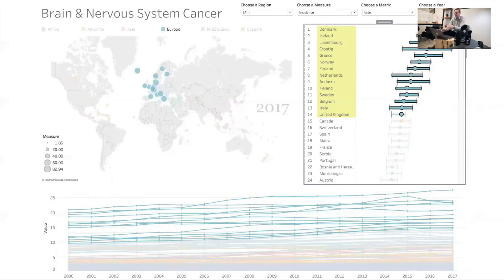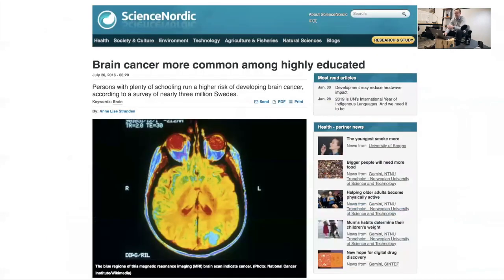I thought about reaching out to my father's doctor at UCLA and getting his take on what's going on. But I came across this article, "Brain cancer more common among highly educated." There was actually a study done recently, in 2016, about people in Sweden. That's why I came across this article. People in Sweden had a higher likelihood of developing brain cancer if they had a higher education. I read the article, and it was fascinating.